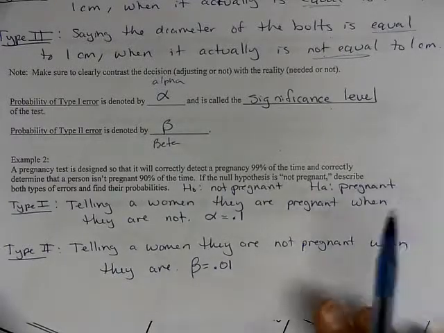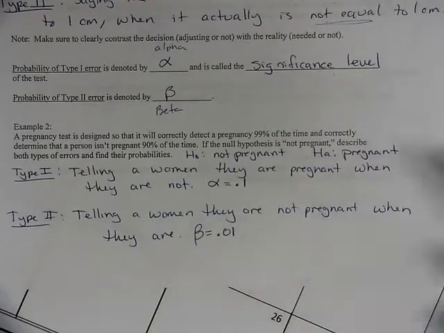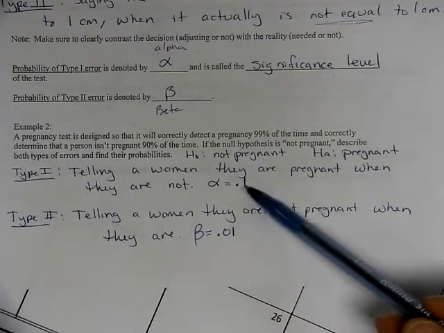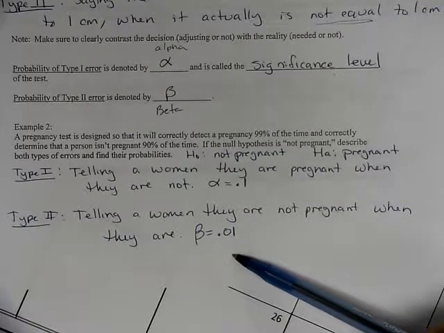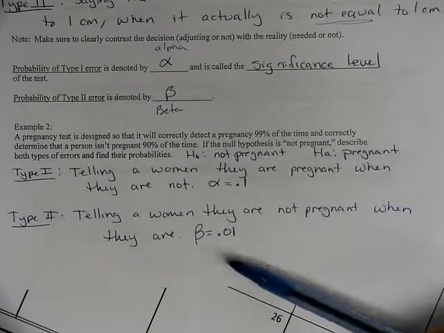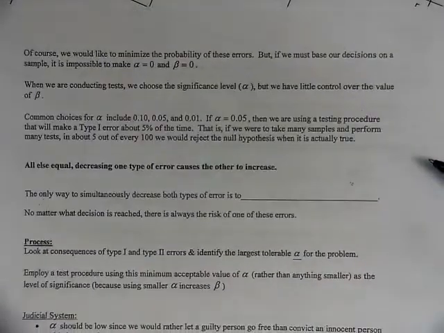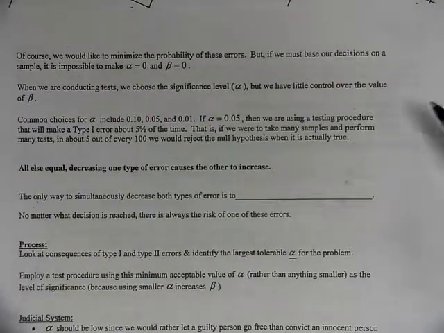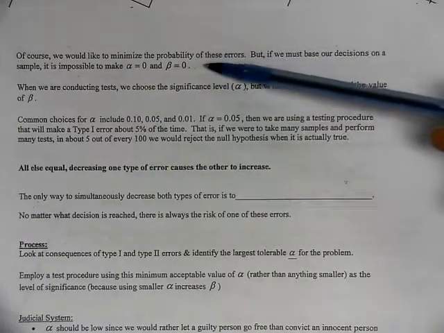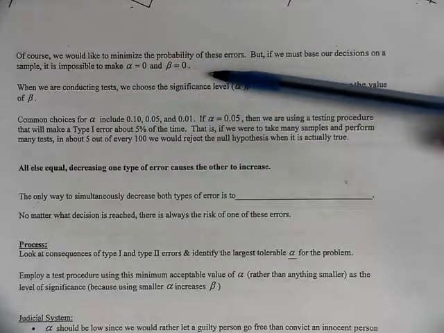Okay, this leads into the fact that you want to minimize both of these when you're doing tests. So, go to the next page. We want to minimize both these errors. Obviously, we would like to have alpha 0, beta 0. You would like a pregnancy test to be 100% accurate, I should say. But that can't really happen in the real world.